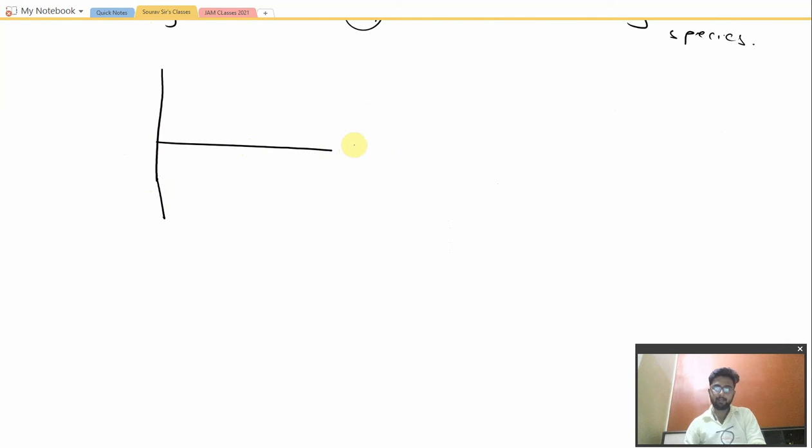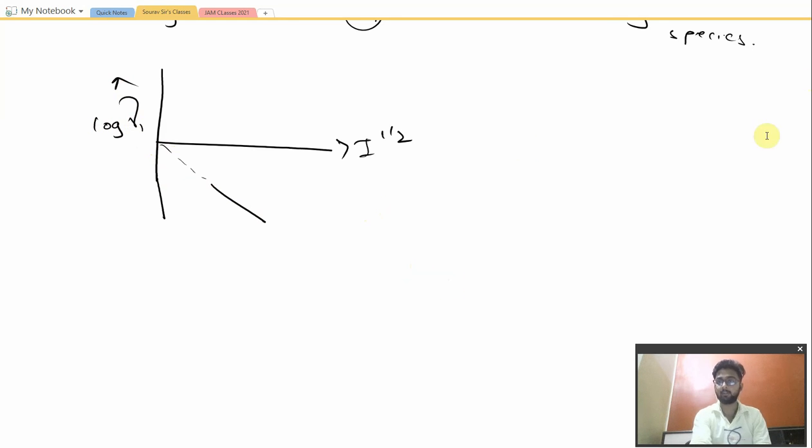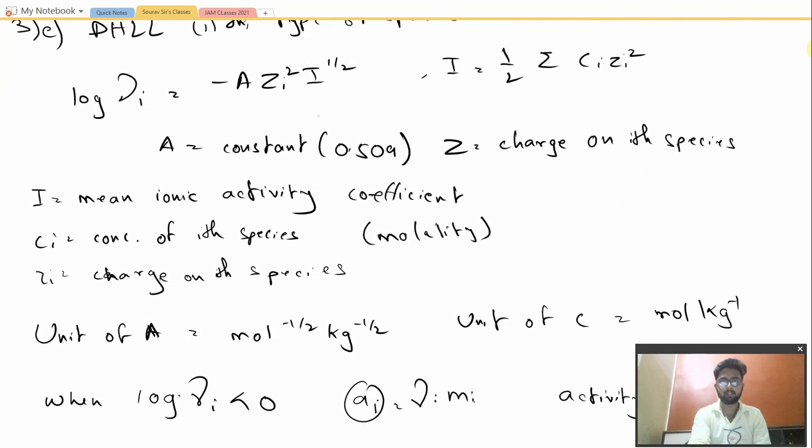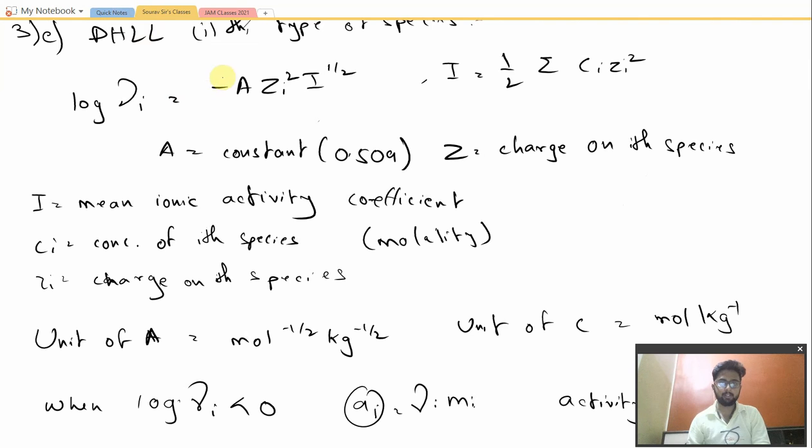So we have I to the power half on this axis, that is the x axis, and we have log of gamma I on this axis. So the graph that we'll be getting is kind of like this. Okay, all in the negative side because of the equation that we have written in the above equation, that is we have started the equation being negative. This part is already negative, so the graph would be on the negative side.